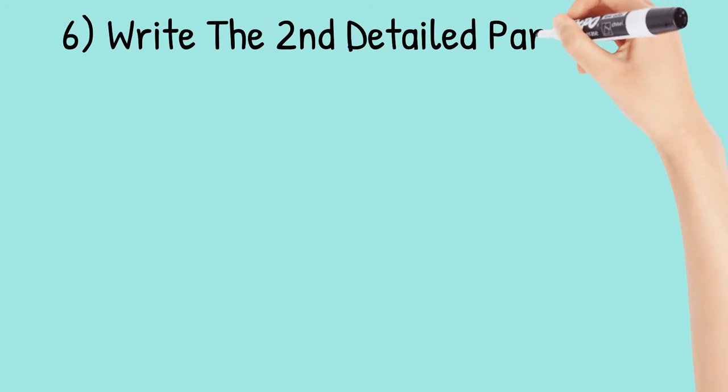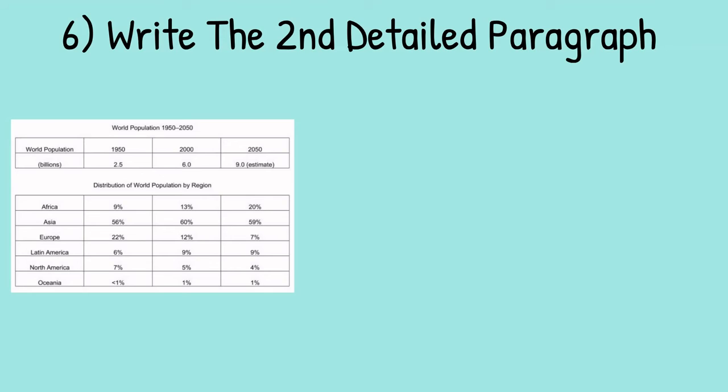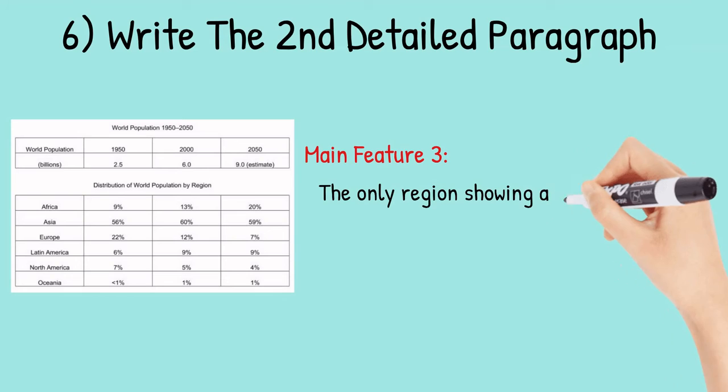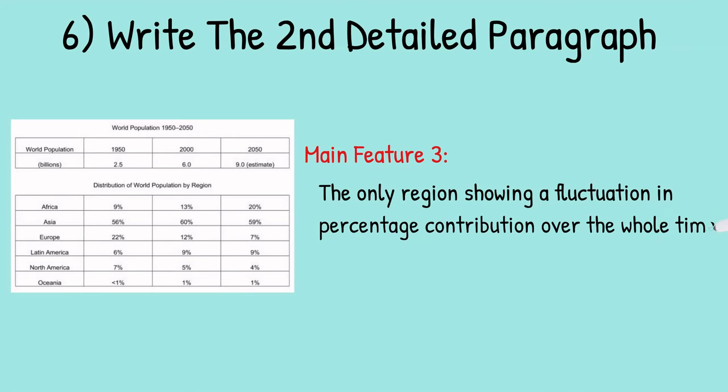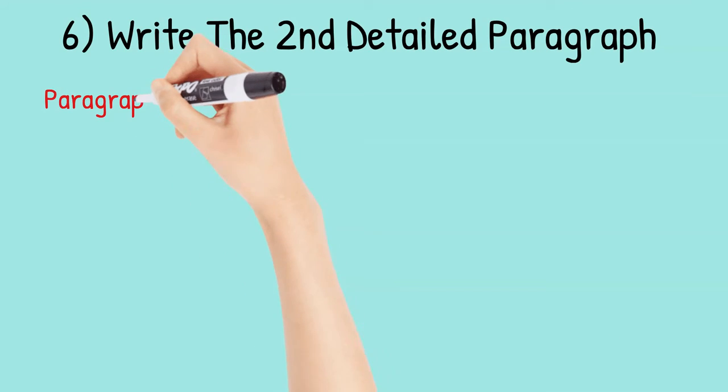Next, we will write the second detailed paragraph. For the fourth and final paragraph, you do the same thing for your remaining key features. The main feature 3 is, the only region showing a fluctuation in percentage contribution over the whole time period is Asia. Here's an example of what you could write for paragraph 4.